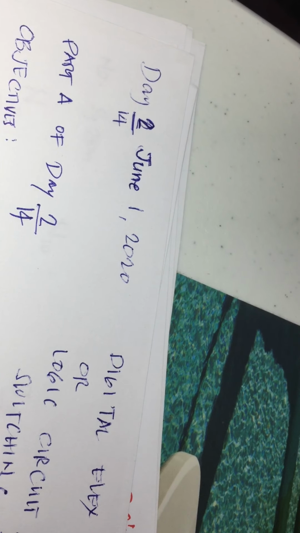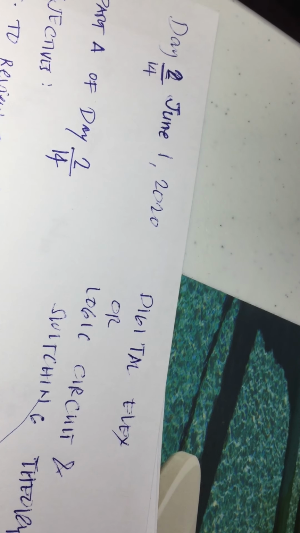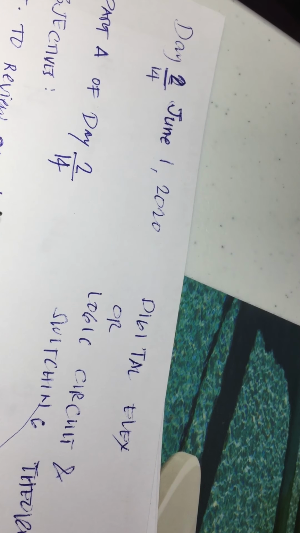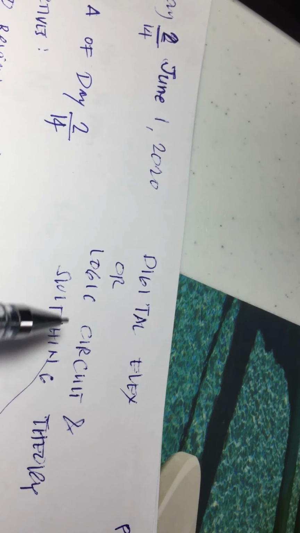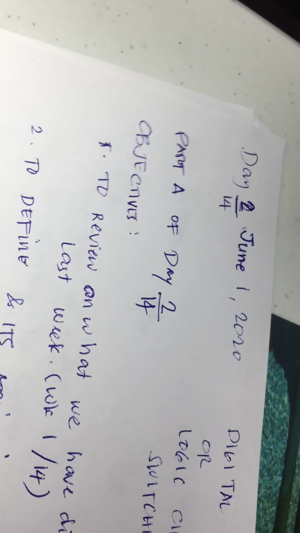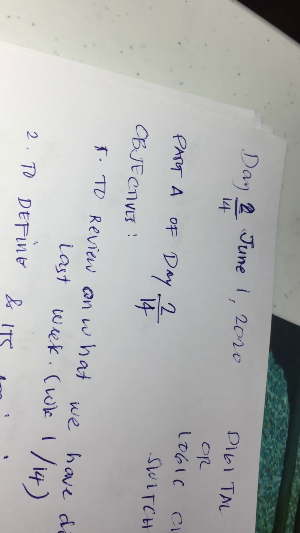Welcome to day two out of 14 weeks. Today's June 1, under the subject of digital electronics. In other curriculum, in other schools, they also call it logic circuits and switching theory. In fact, CHED labels it logic circuits and switching theory. But in our school campus, we call it digital. They are the same, no? Because we're talking of one and zero digits.